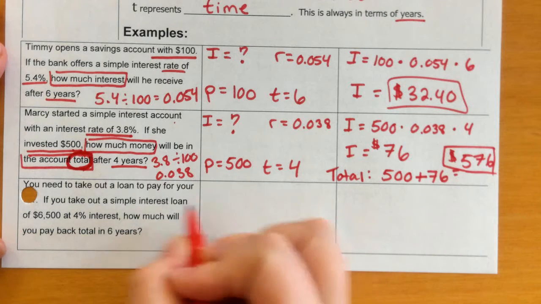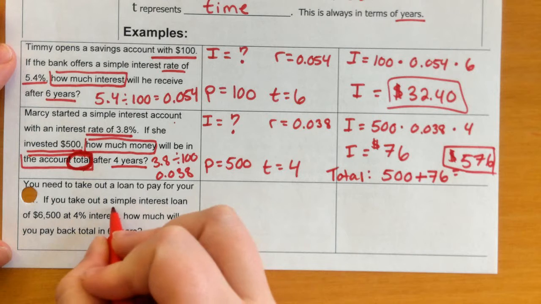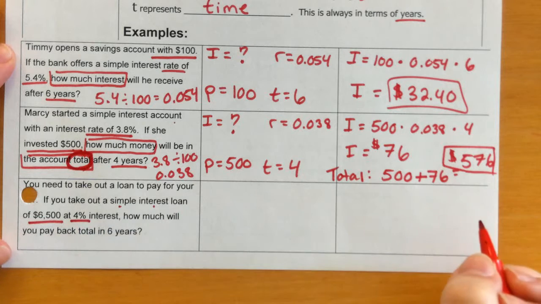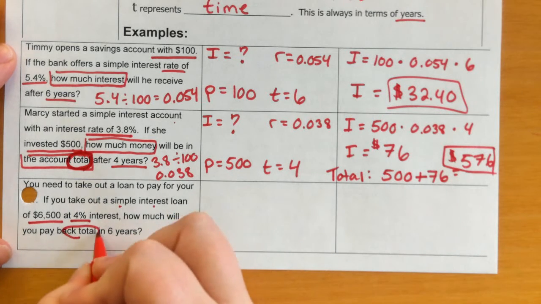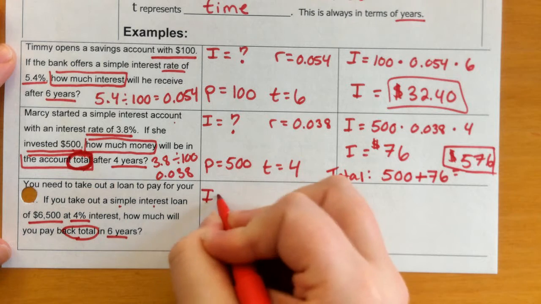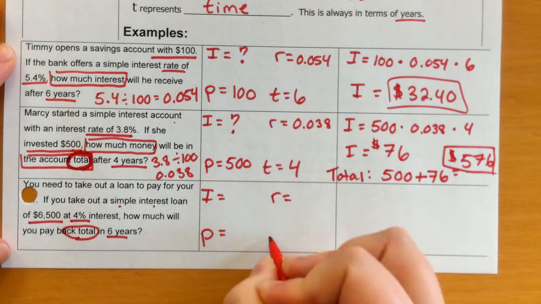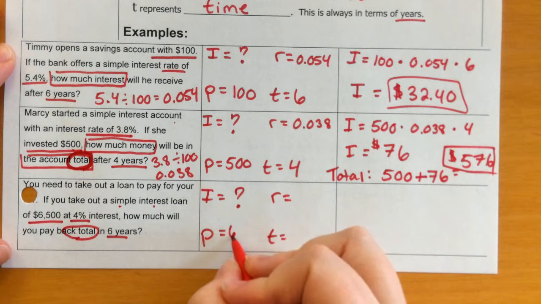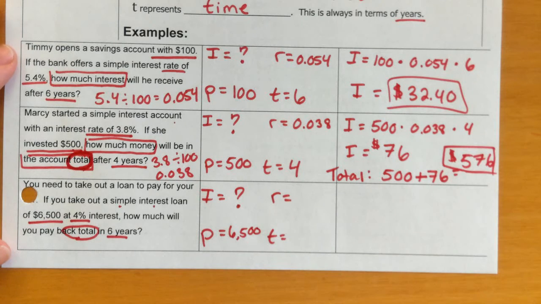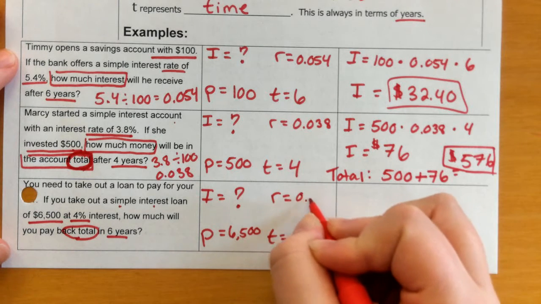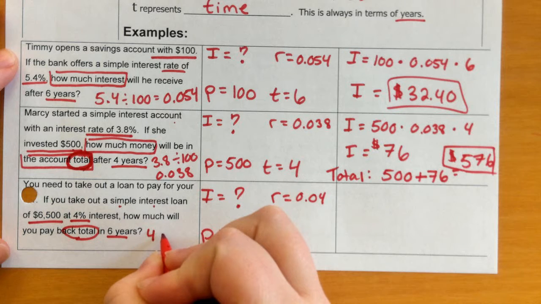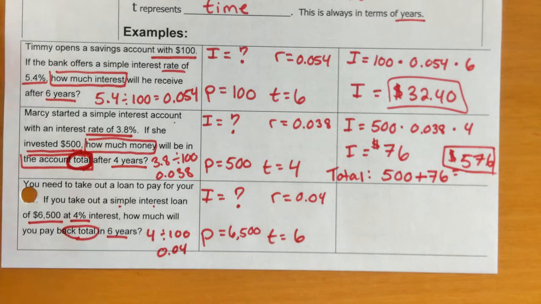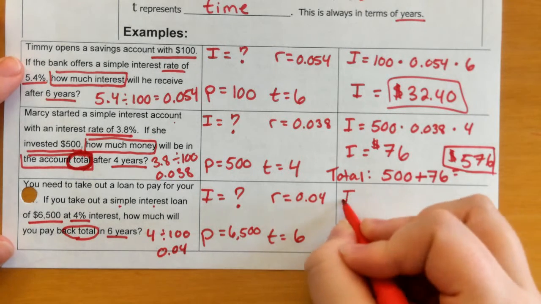What you should have done is when you read through this question, you should have said, oh, okay, a simple interest loan of $6,500, 4% interest, and how much will they pay back total in 6 years? When you made your list, you should not have known your interest. The amount that you borrowed was $6,500. Your R, 0.04, because remember, we have to take that percent, divide it by 100. And for T, you should have had 6.